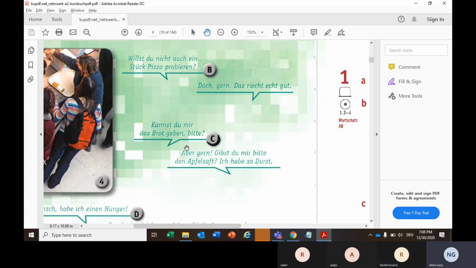Okay, Rachel, your turn. Kannst du mir das Brot geben? Can you please give me the bread? Geben is also a dative verb, so here they have used mir. Aber gern, yes sure. Gibst du mir bitte den Apfelsaft? Then you give me, please, the apple juice. Ich habe so Durst. Rachel, what is the meaning of Durst? Durst is thirst. Hunger is hunger and Durst is thirst.